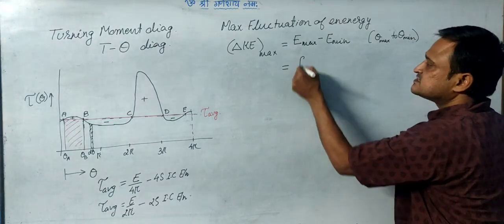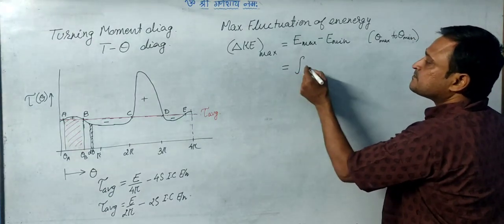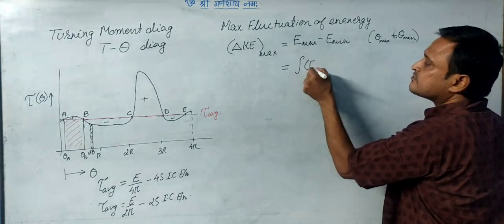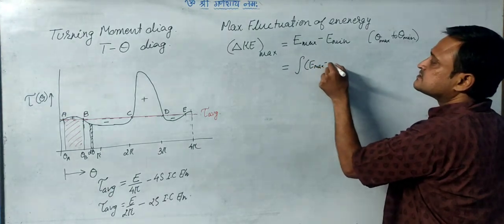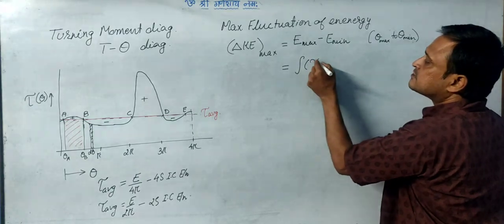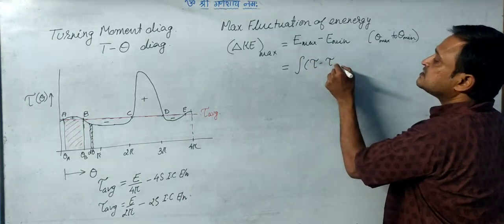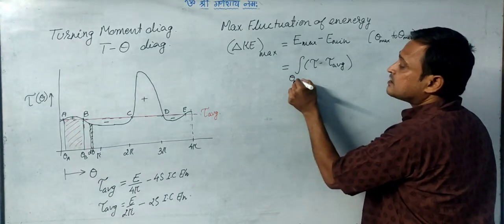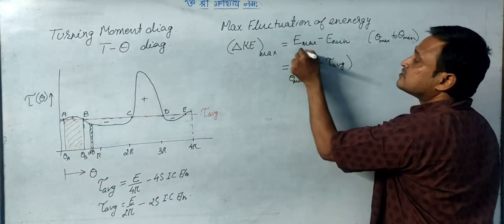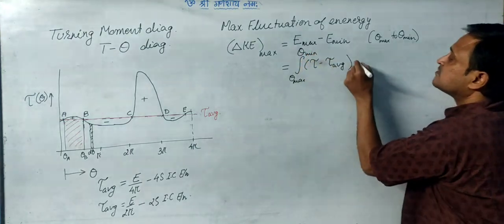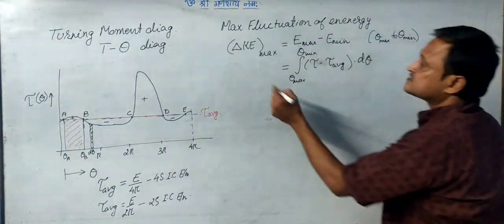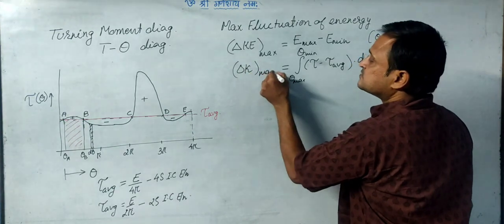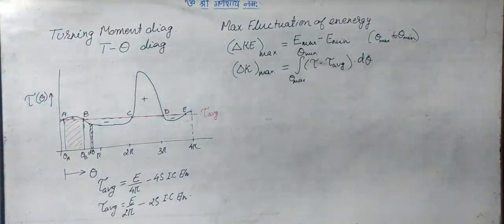So, we can say this to be E max minus E min, or P average, from theta maximum to theta minimum, d theta. So, this will be the maximum fluctuation of energy.